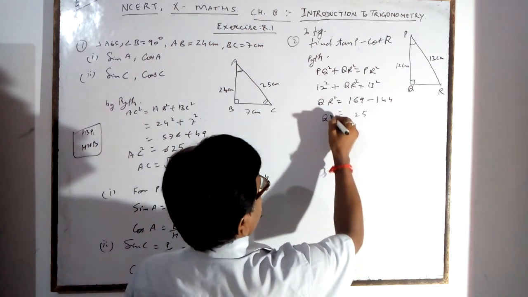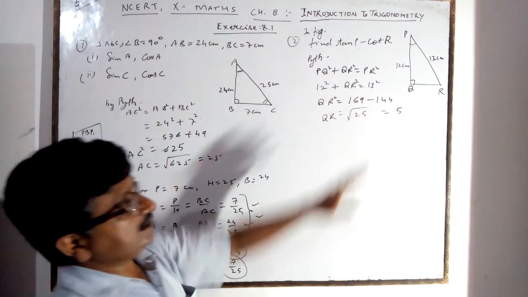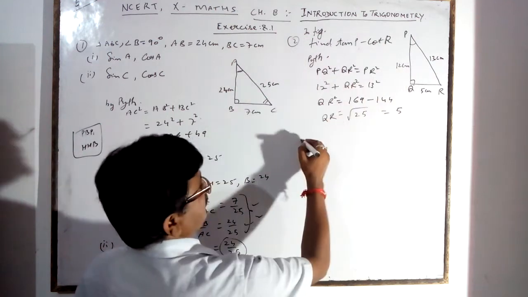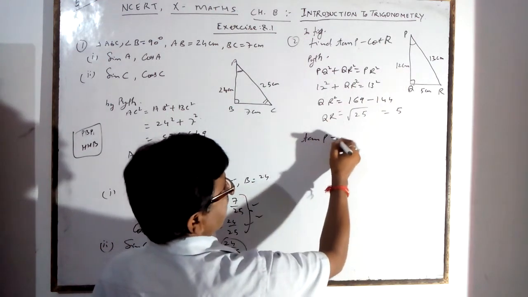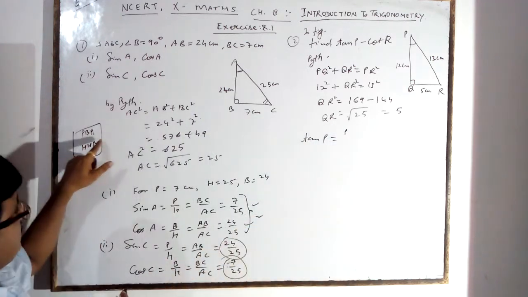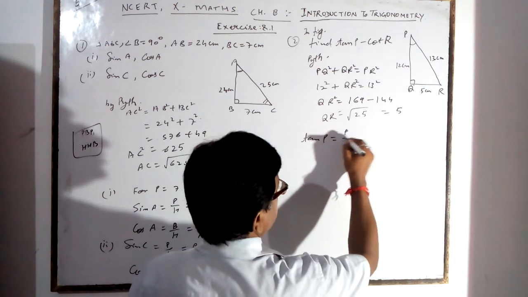So QR is equal to under root 25, which gives you 5. Now you are getting QR is also 5 centimeter. For every angle, first of all you find out tan P. Tan P means P upon B, so you write down P upon B.